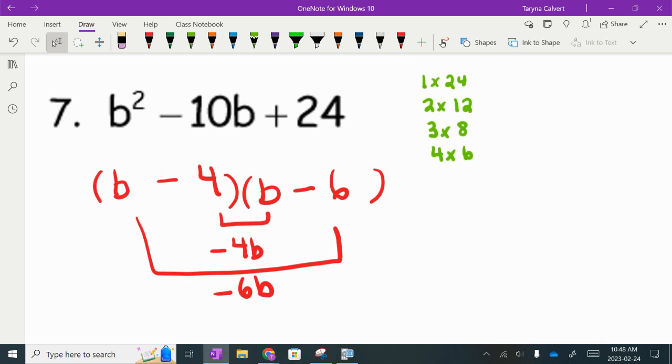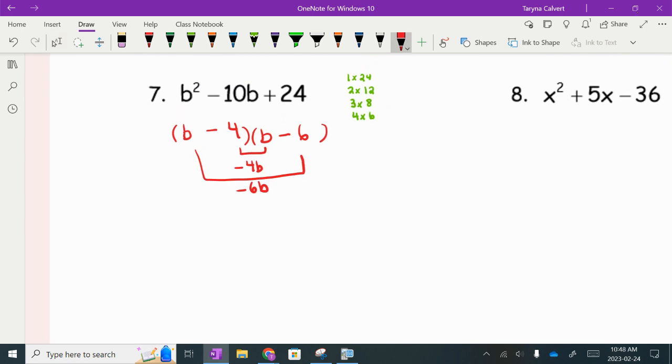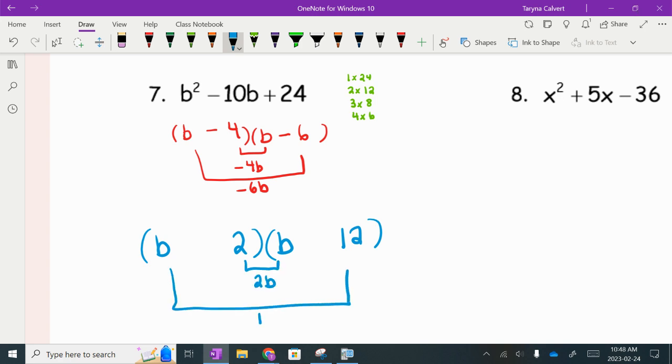What's wrong, guys? So guys, is it making sense why I can't use the 2 and 12? I'll write it down here why I can't use it. Right, so if you do 2 and 12, the 10 works out. See how the inside, when you multiply, gives you a 2b. The outside gets you a 12b. Yes, I can get a minus 10 by putting a negative on the 12 and a positive on the 2, but watch what happens when I put those signs in.